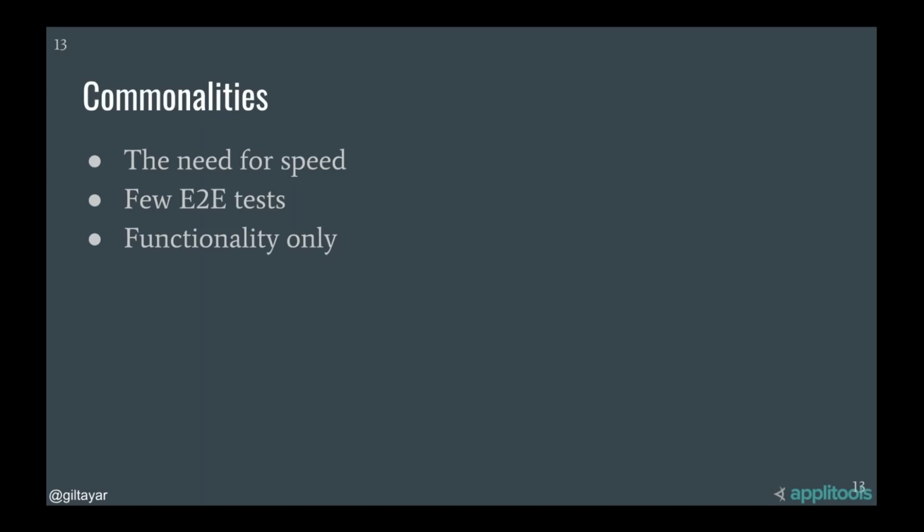In both schools, the pyramid school and the diamond school, there are three commonalities. One, the need for speed. Both of them emphasize speed. Unit testing, the pyramid school, lots of speed. The diamond school, less speed, but still there is an emphasis there. Both of them have very, very few end-to-end tests because they're really, really slow and very flaky. And both talk about functionality only, and we'll get to that because that concerns us and visual testing.